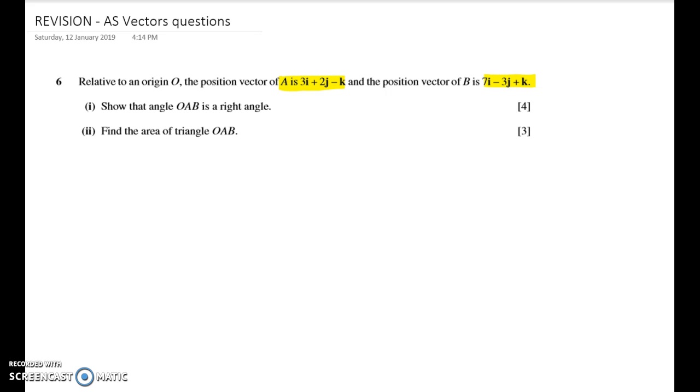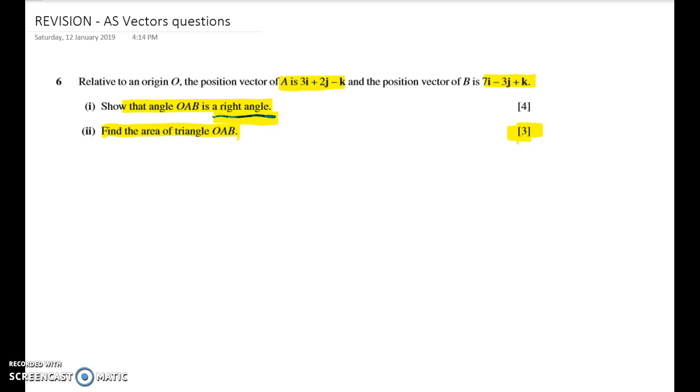The first thing to do is to show that angle OAB is a right angle. And then we have to find the area of triangle OAB. So this part is going to be really easy. We're going to use half the base times the height. There are two ways to do this question.